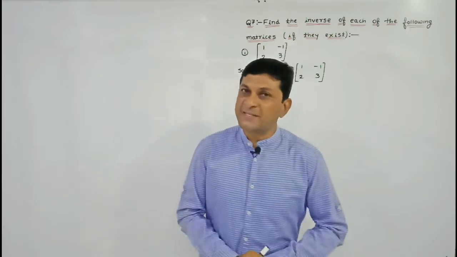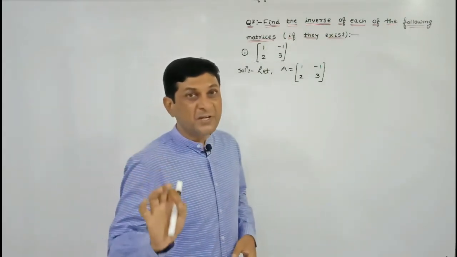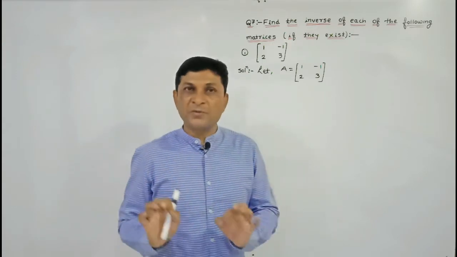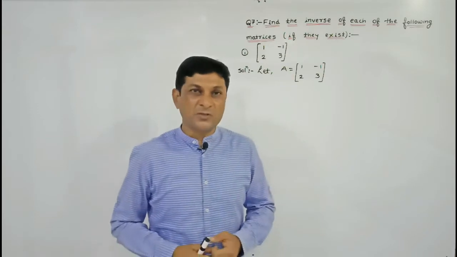Now see question number 7. In this question we have to find out the inverse of a matrix if it exists. Means first we have to check whether inverse exists or not. If it exists, then we have to find out the inverse of the matrix.